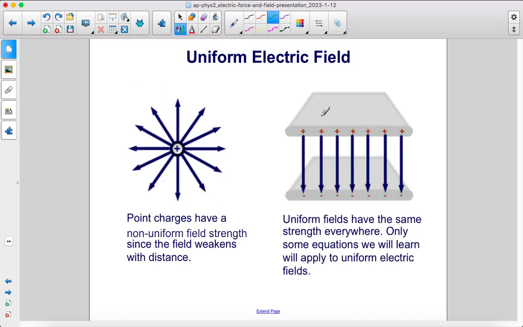lines. Point charges have a non-uniform field strength since the field weakens with distance. However, uniform fields have the same strength everywhere in between the plates. Only some equations we will learn will apply to uniform electric fields.